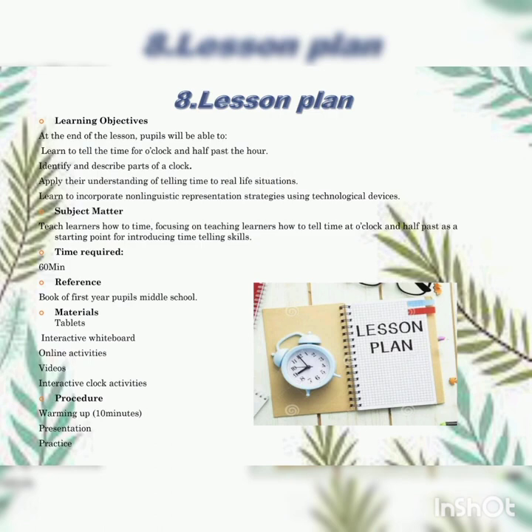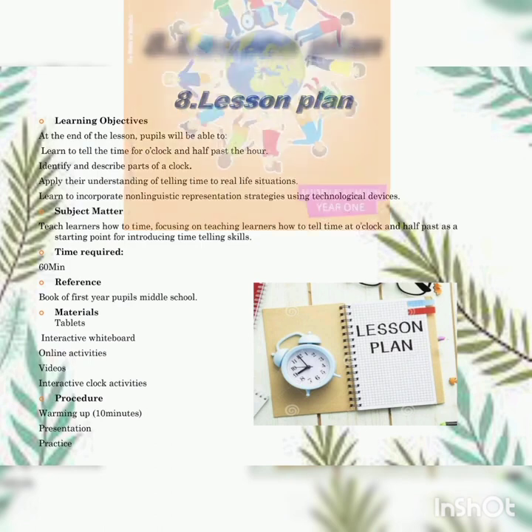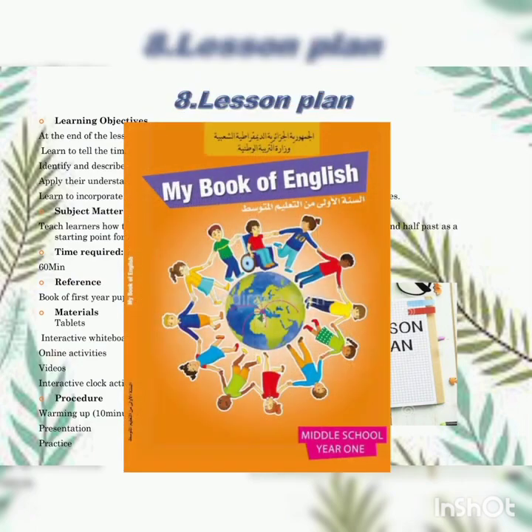Our lesson plan. Learning objectives: at the end of the lesson, pupils will be able to learn to tell the time for o'clock and half past the hour, identify the described parts of a clock, apply their understanding of telling time to real-life situations, and learn to incorporate non-linguistic representation strategies using technological devices. The subject matter: teach learners how to tell time, focusing on teaching learners how to tell time at o'clock and half past as a starting point for introducing time telling skills. Reference: Book of First Year Middle School.